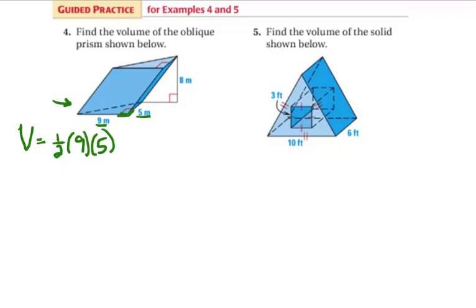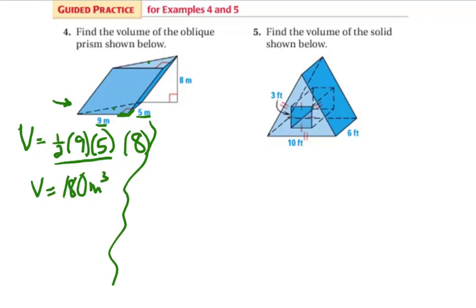Now when I talk about the base of the base, what you're looking for here is the area of the base. My two parallel sides are triangles. And then I'm going to multiply that by the height. So volume is going to be 180 meters cubed. Okay, now let's go over here and do number 5.